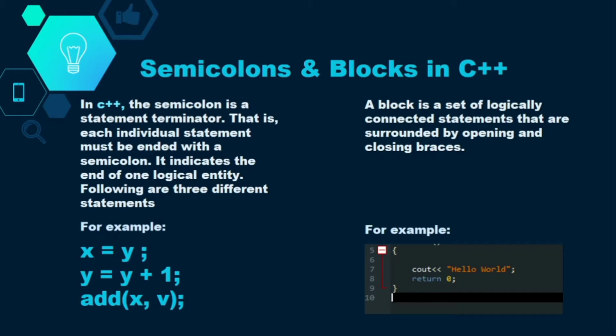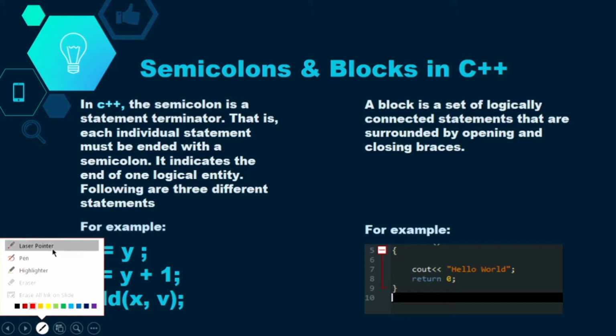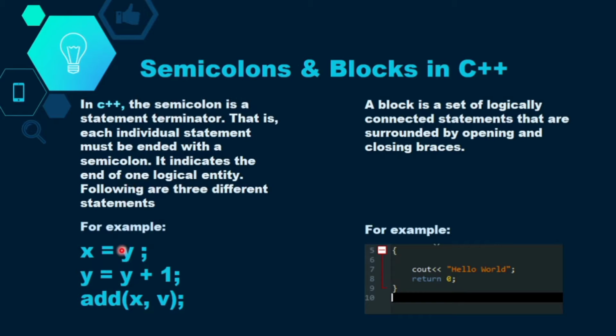In C++, the semicolon is a statement terminator, that is, each individual statement must be ended with a semicolon. It indicates the end of one logical entity. So these are the three different statements. For example, here are the examples ended with a semicolon. Here, like this, semicolon, semicolon.